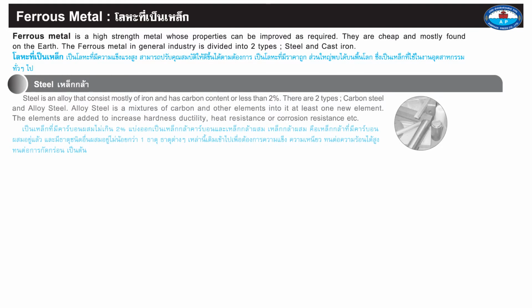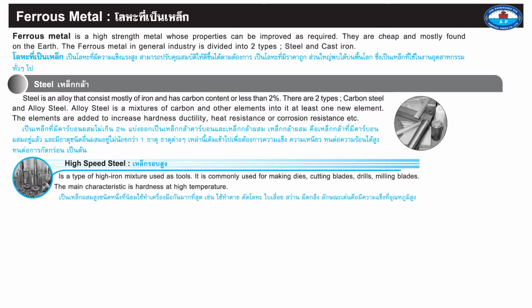Steel. Steel is an alloy that consists mostly of iron and has a carbon content of less than 2%. There are two types: carbon steel and alloy steel. Alloy steel is a mixture of carbon and other elements into at least one new element. The elements are added to increase hardness, ductility, heat resistance, or corrosion resistance, etc.